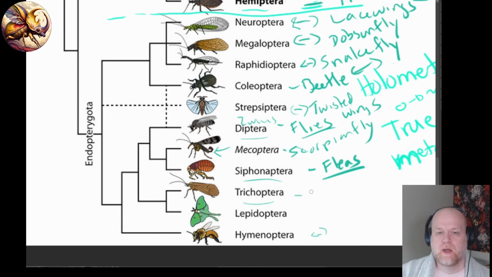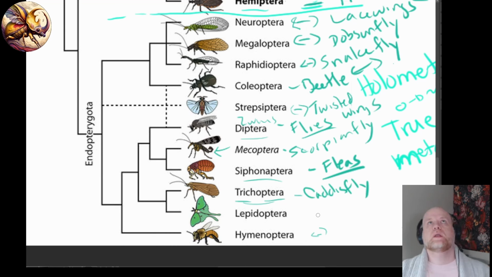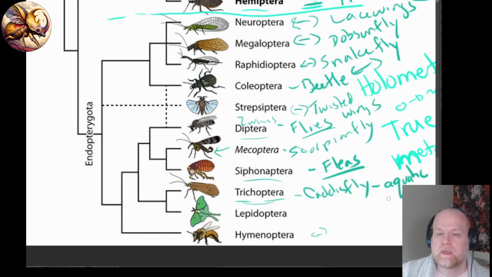The Trichoptera are the caddisflies, and it literally means hairy wings. If you didn't know what you were looking at, you would think that you were looking at a brown moth. They look very, very similar to moths, but they are aquatic. So they spend most of their lives around fresh water. Their larvae live in fresh water, and that's where they pupate. They probably pupate in the mud, actually.